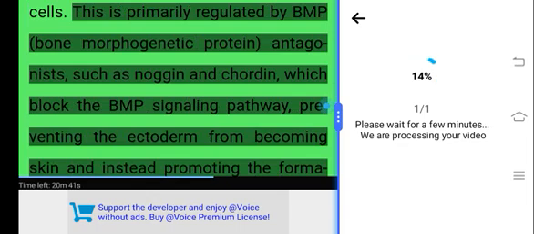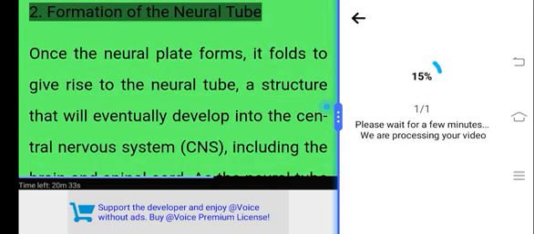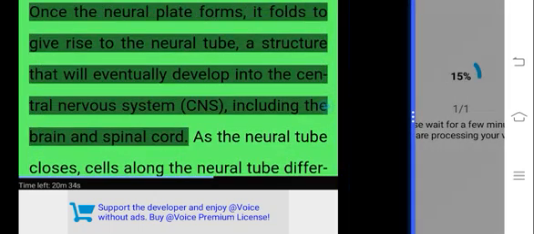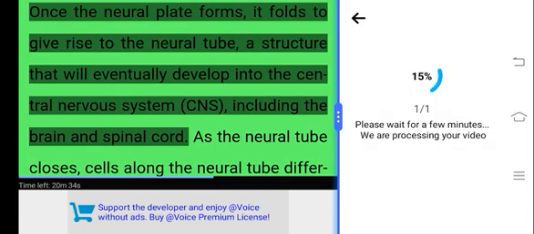This is primarily regulated by BMP, bone morphogenetic protein antagonists, such as noggin and chordin, which block the BMP signaling pathway, preventing the ectoderm from becoming skin and instead promoting the formation of the neural plate. 2. Formation of the neural tube. Once the neural plate forms, it folds to give rise to the neural tube, a structure that will eventually develop into the central nervous system (CNS), including the brain and spinal cord.